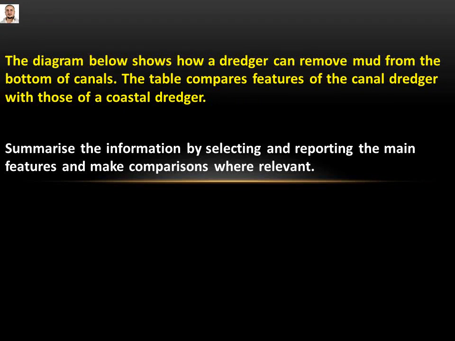Hello everybody, this is the 17th lecture of the IELTS. Today we are going to take another example for how to write task 1, a diagram.